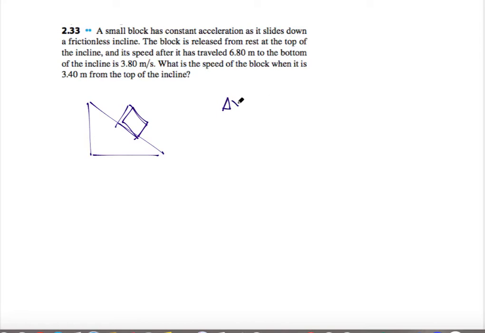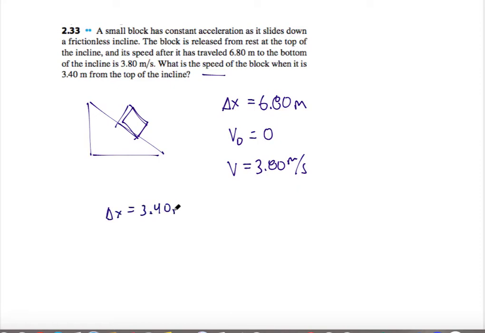So I can go at this a few ways. I'll start by trying to pull information out of the problem. I have a delta x of 6.0 meters. I know I'm released from rest, so v naught is 0. I know that at the bottom of the incline, my speed is 3.8 meters per second. I don't know anything about time. And I want to know the speed when it is 3.4 meters, so some other delta x later is 3.4 meters.